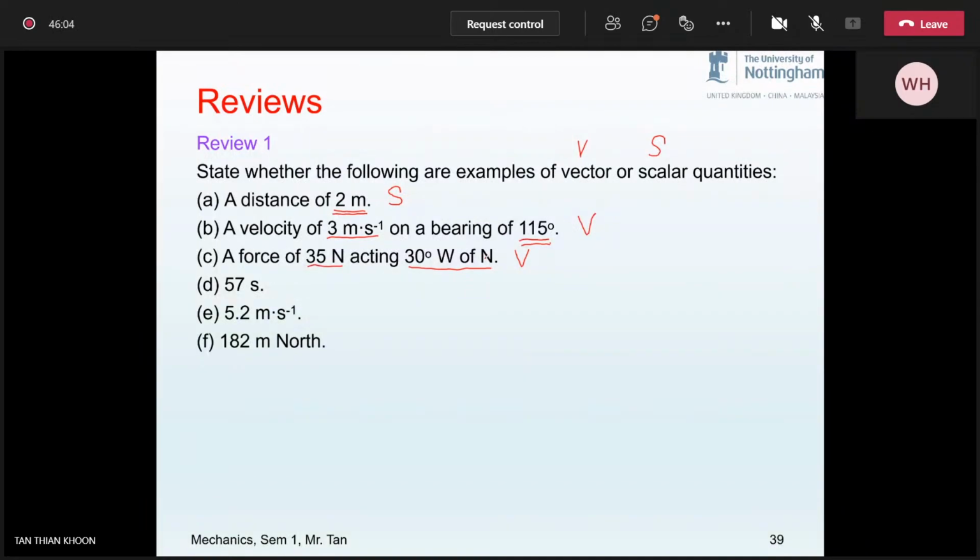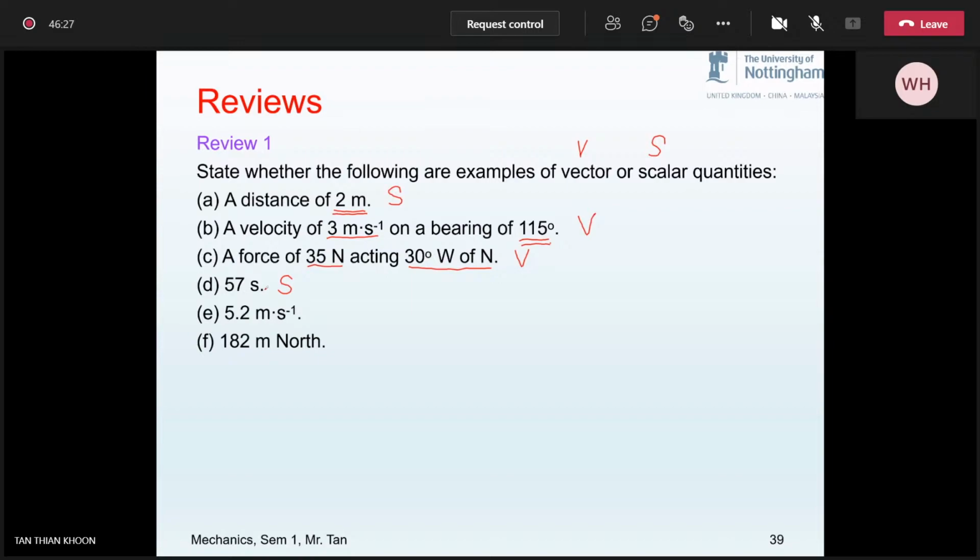57 seconds. Scalar quantity. Yeah, that's right. This is very obvious. It's a scalar quantity, just magnitude. They gave us 57 seconds. What does that mean? Just a period. And then E, 5.2 meters per second.